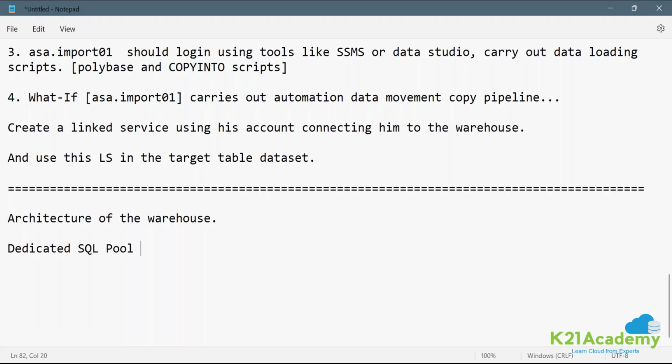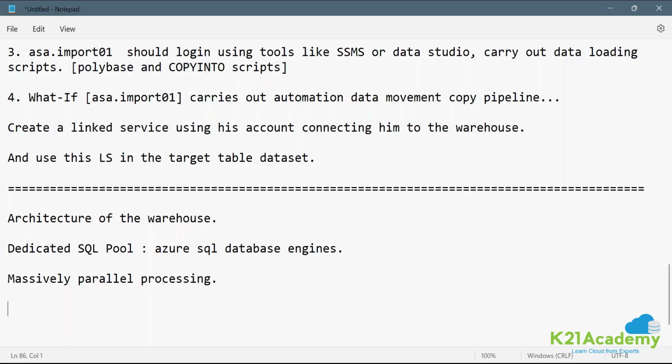Dedicated SQL pool, as the name tells us, it's a pool, which means it's a cluster. And it's a cluster of SQL engines. To be more precise, a cluster of Azure SQL Database engines. It operates under massively parallel processing. It operates using a massively parallel processing system. Okay, how?